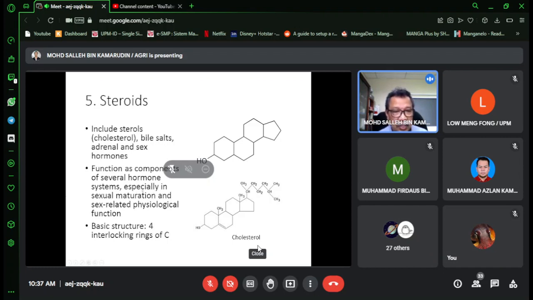Its function in the body is as a component of several hormone systems, especially in sexual maturation and also sex-related physiological functions. It means it functions as male or as female. And the basic structure has interlocking C rings, like this, four interlocking rings: 1, 2, 3, 4.